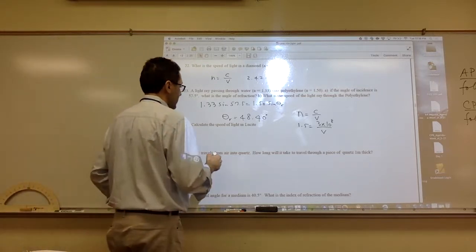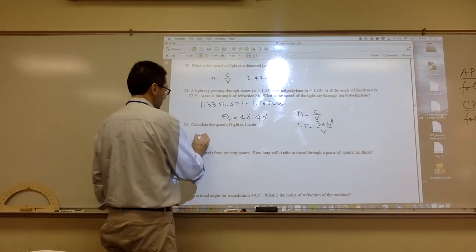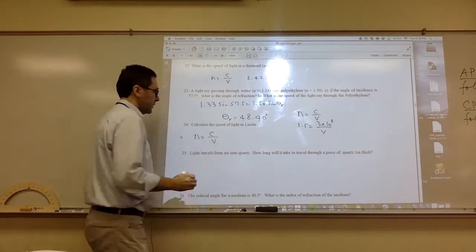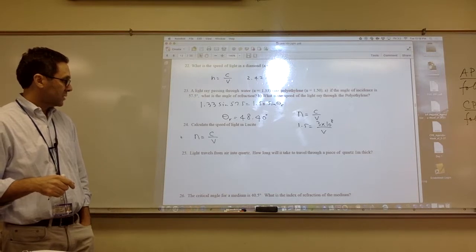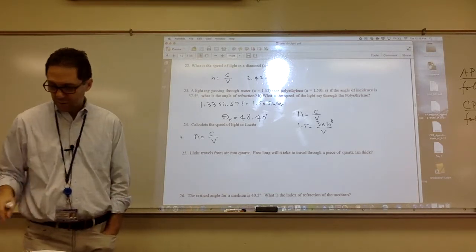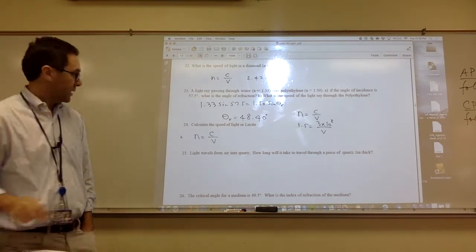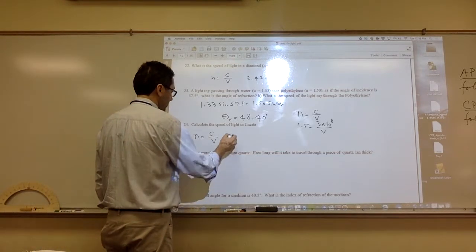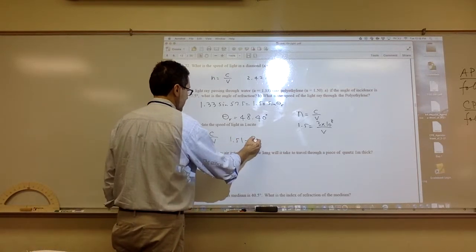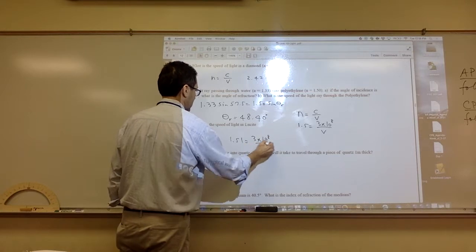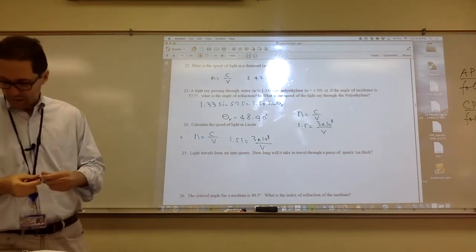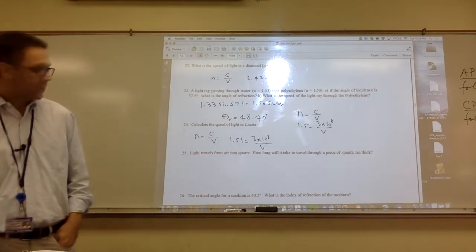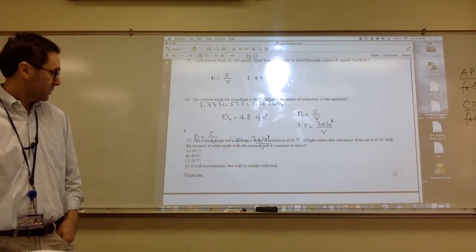All right, number 24. Calculate the speed of light in Lucite. So n equals c over v. There is a chart for the index of refractions in some of the previous pages, 3 or 4 pages back. And the n for that is 1.51. The c is a constant, and you can find the v. So it should be about 2 times 10 to the 8. It's actually 1.99 times 10 to the 8. All right.